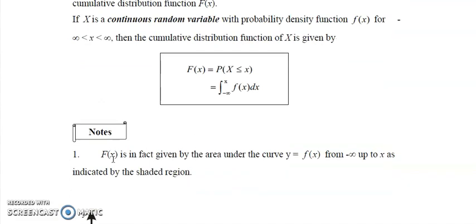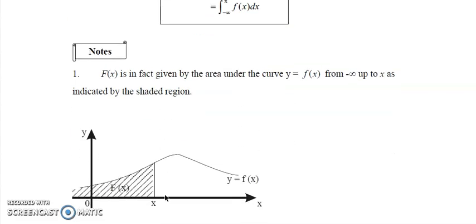Okay, the notes here: the capital F of x is defined as the area under the curve, which is equal to f of x from negative infinity up to x, as indicated by the shaded region. This is a figure to show that. So we have the area under the curve to represent the CDF, from negative infinity, which in this case is 0, until x.